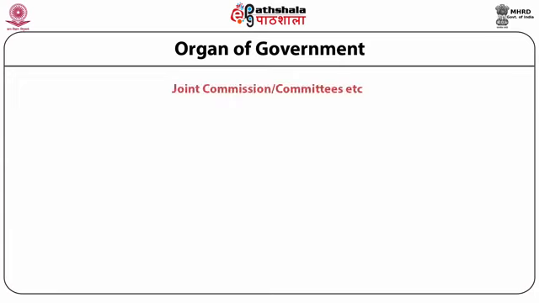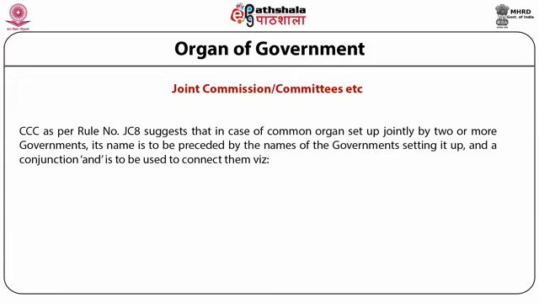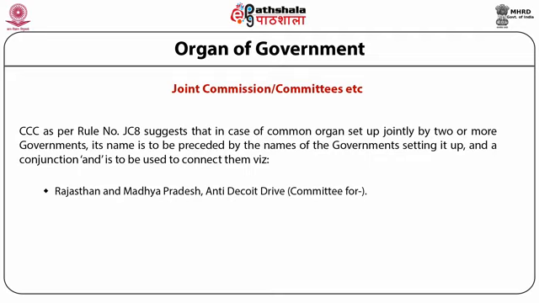Rendering of joint commissions, committees, etc. CCC, as per rule number JC8, suggests that in case of a common organ set up jointly by two or more governments, its name is to be preceded by the name of the governments setting it up, and a conjunction "and" is to be added to connect them. For example, Rajasthan and Madhya Pradesh, Anti-Dacoity Drive (Committee for).